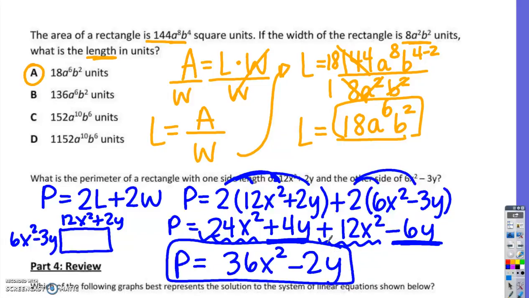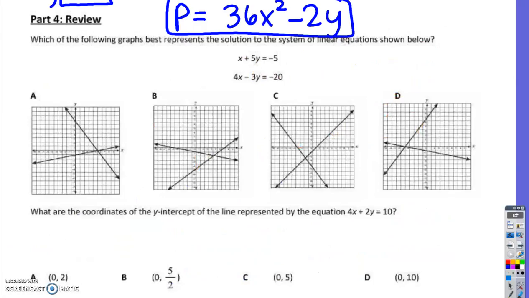So just remember on these ones, remember your easy little formulas. Draw pictures if you need to. Remember that perimeter is the distance around a figure, and then your area is the stuff within your figure.